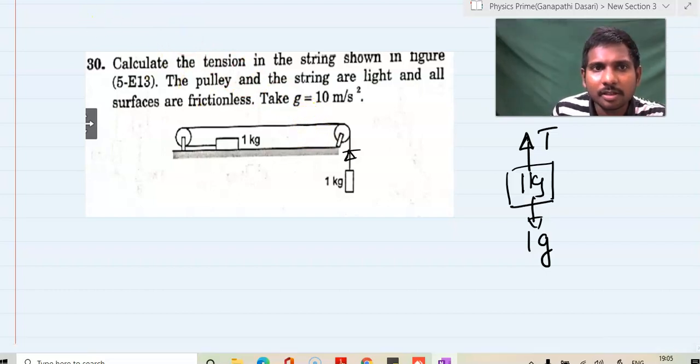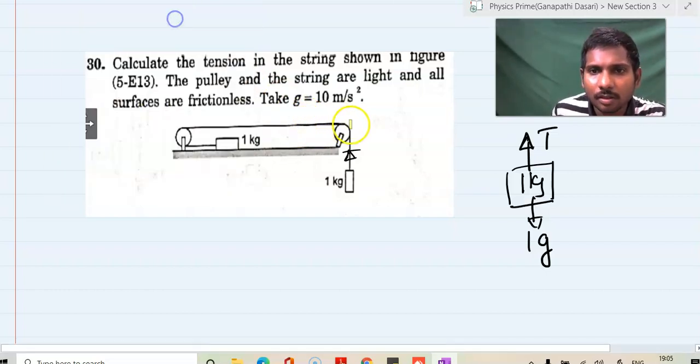Connected continuous string. This is a connected continuous string. So because it's a connected and continuous string, and it's an ideal string, the tension in the string will be constant throughout the string.